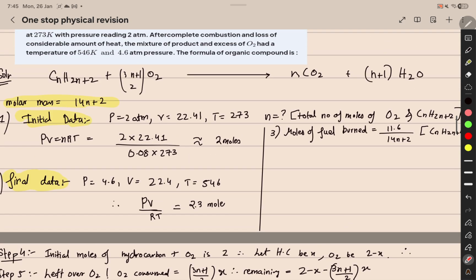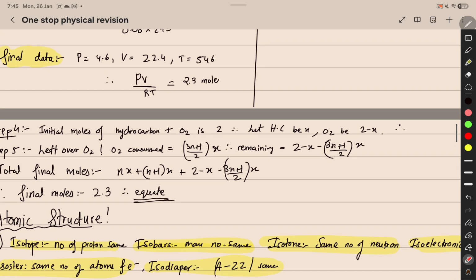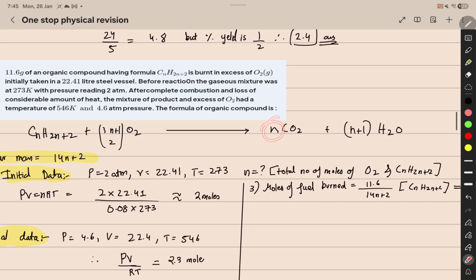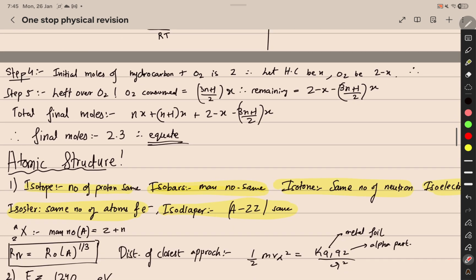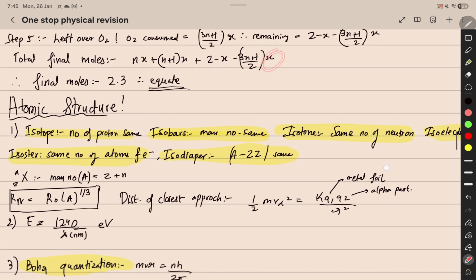And then finally we have nCO2 and (n+1)H2O, but times X, because we have to take the stoichiometric ratio times the number of moles that have reacted. So for this you can equate it to 2.3, and we have only n in terms of the variables, because here also you can substitute X in terms of n and get the answer.